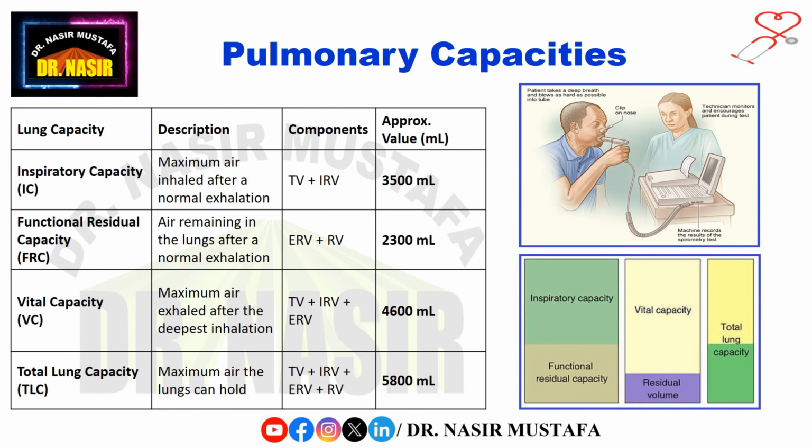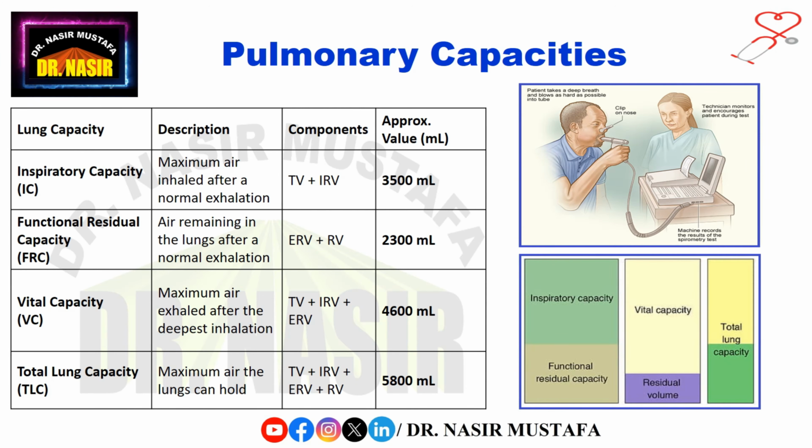Inspiratory capacity represents the maximum amount of air that can be inhaled after normal exhalation. It equals the tidal volume plus the inspiratory reserve volume, giving an approximate value of 3,500 milliliters. Functional residual capacity is the amount of air remaining in the lungs after a normal exhalation. It combines the expiratory reserve volume with the residual volume, resulting in approximately 2,300 milliliters.